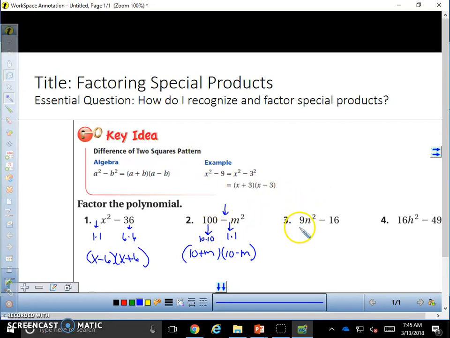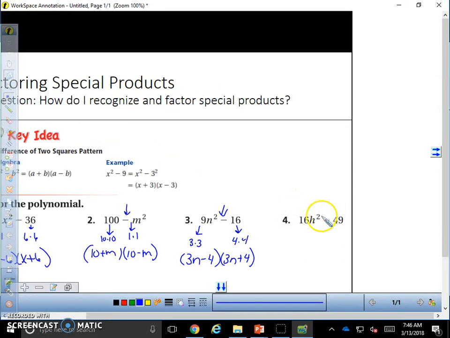Number 3, we have a perfect square of 3 times 3 and a perfect square of 4 times 4. So that will become 3, can't forget that 3 now, and minus or plus, doesn't matter, 4 times 3 and plus 4. These two signs have to be opposite. Oh, and make sure it says subtraction in the very beginning, otherwise we can't use this. It's not a subtraction.